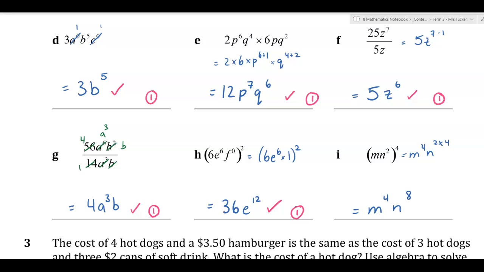Hands up if you got that one correct. And then the last one is m to the power of 4 times n to the power of 8.